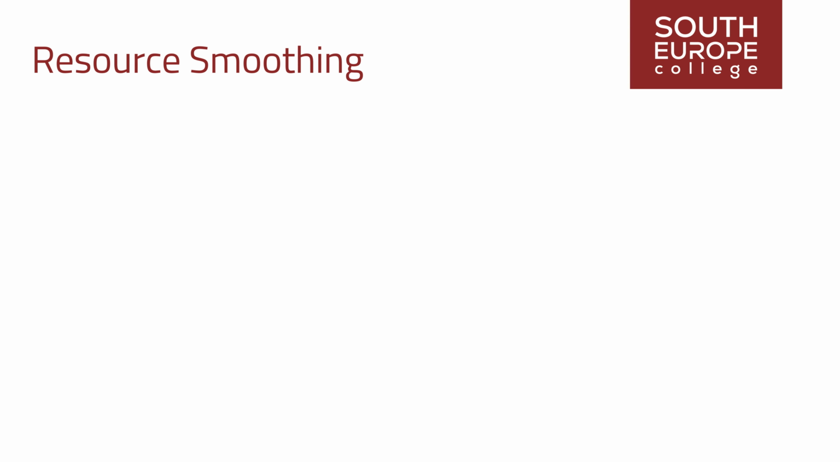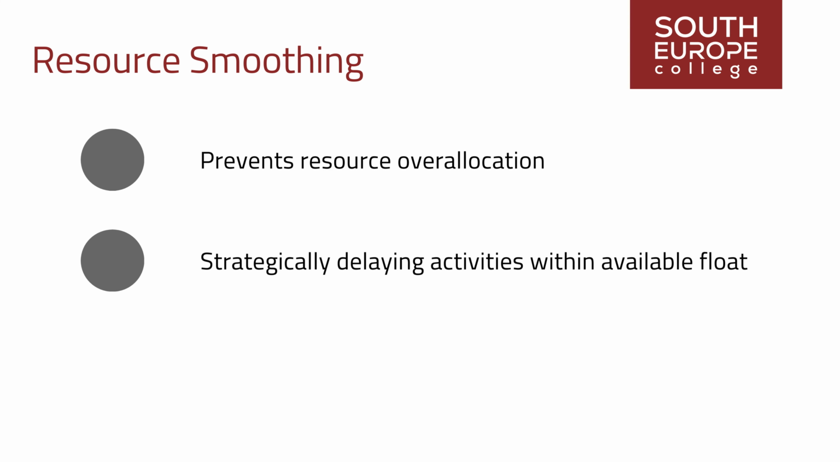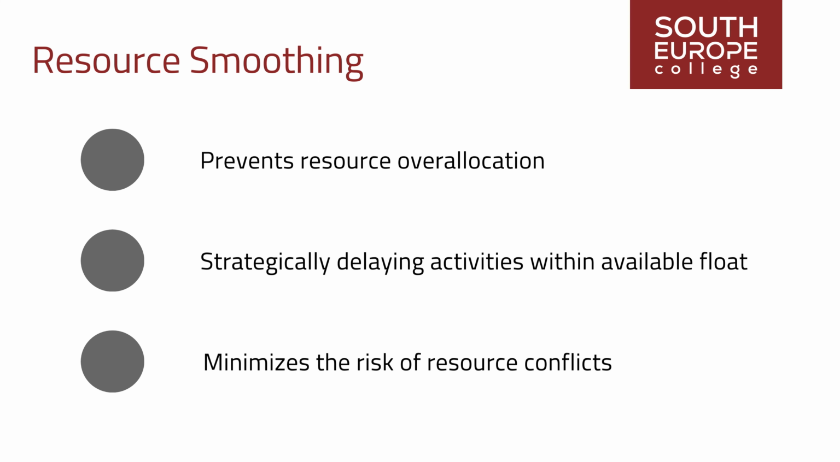The primary goal of resource smoothing is to prevent resource overallocation while maintaining project efficiency. By strategically delaying activities within their available float, project managers can ensure that resource demands remain within manageable limits throughout the project lifecycle. This approach minimizes the risk of resource conflicts or shortages that could impede project progress or lead to inefficiencies in resource utilization.